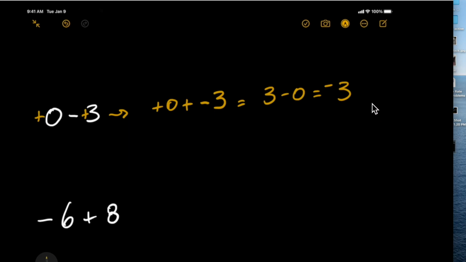Just to show you, if we had used negative 0, it doesn't matter. Now we would be adding two integers with the same sign. We would add those numbers and use the sign that they both share, which is negative. So either way, you get the same answer.